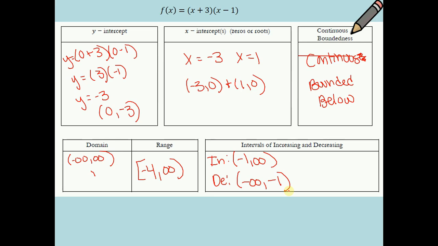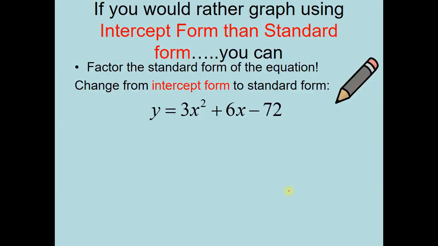Now you're probably saying, Marsh, love intercept form. So much easier. Only 2 points. Don't have to plug stuff in except for one x value. Totally agree. So, if you want to graph an intercept form, all you need to do is factor the standard form of the equation. So I got this equation of y equals 3x squared plus 6x minus 72. We need to factor him.